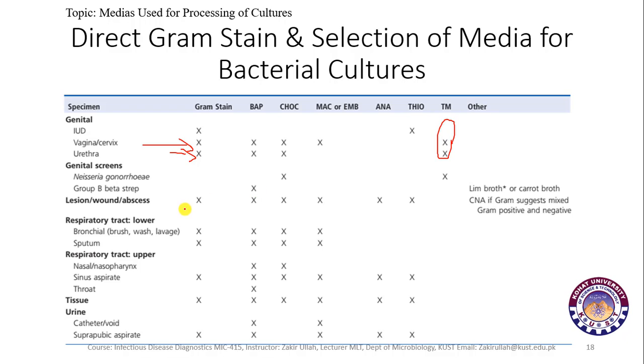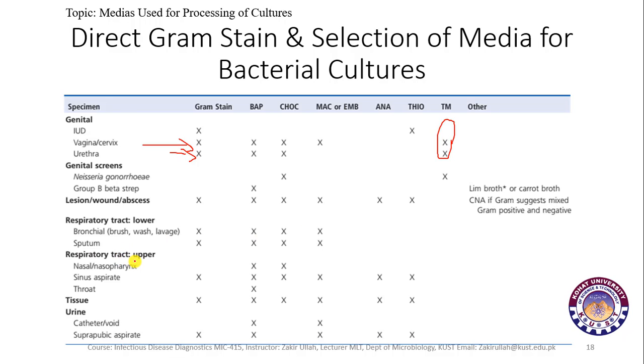and if group B streptococci is suspected, then they are inoculated on blood agar. If the sample is collected from a wound, abscess or any lesion, then they are inoculated on all of the media present, because it may contain aerobes as well as anaerobes and fastidious organisms. If there is a sample from the lower respiratory tract, bronchial washing, bronchial brushing or lavage, or sputum, then they are inoculated on blood agar, chocolate agar as well as EMB or McConkey agar. They are not inoculated on anaerobic media.